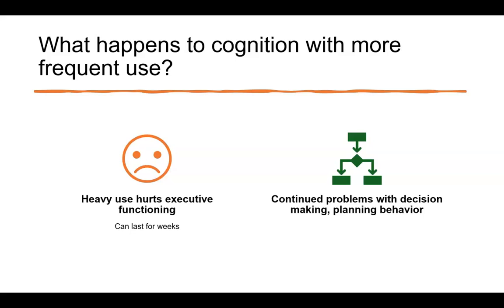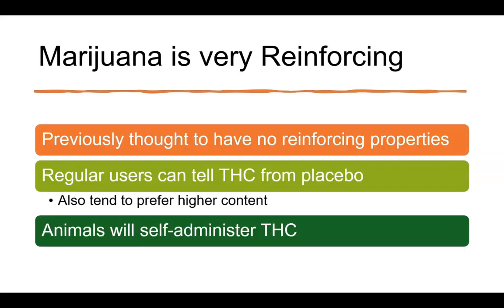Now, what happens with cognition with more frequent use? We do find that heavy use hurts executive functioning, things like planning, organizing, monitoring attention, and engaging in selective attention, and this can ultimately last for several weeks. Additionally, with more frequent use, people may experience decision-making issues and planning behavior problems. It's a lot harder for them to engage in these executive functions.